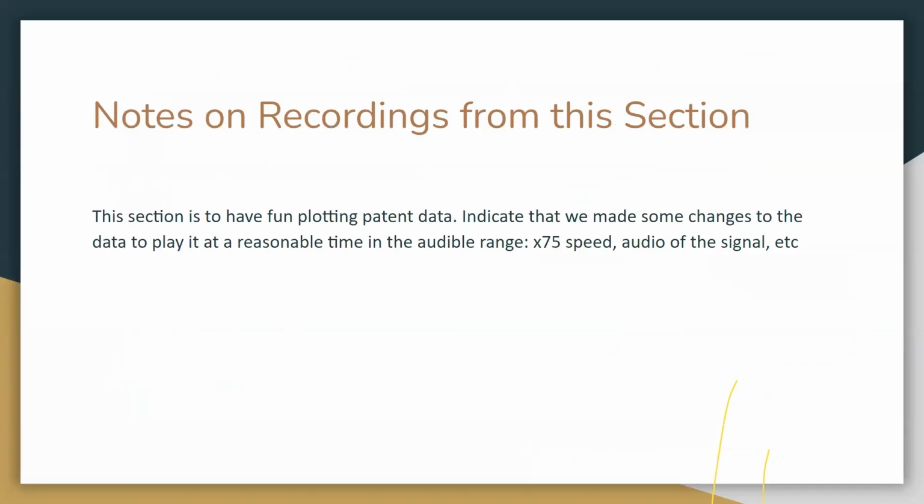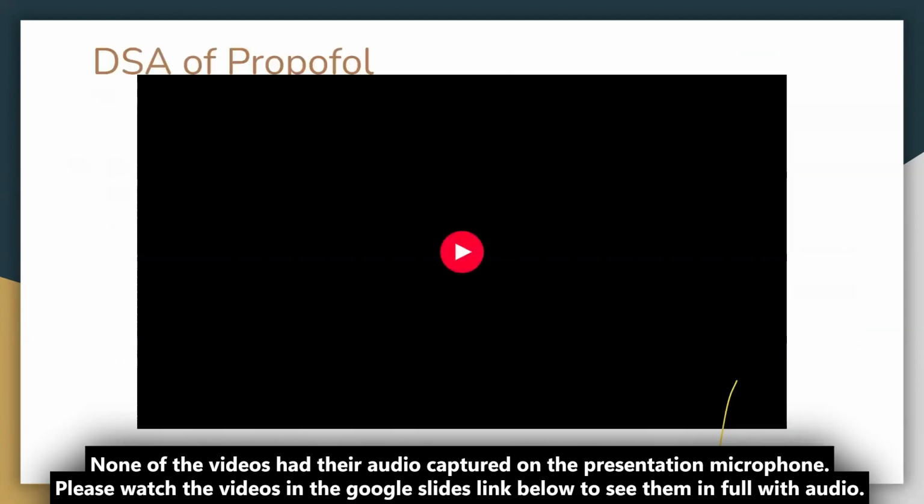Now I want to show some actual data. Some notes on all the videos of this section. I have a few different drugs and physical effects here, and all of these have been sped up by a factor of 75 to move them into the range of human hearing. Human hearing doesn't even start until the high gamma wave frequency, so if I just took the exact data, it would be hard to tell. So these are sped up by a factor of 75 to make them a little higher pitch and put them into the audible range.